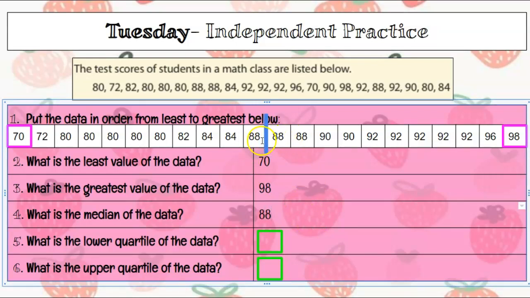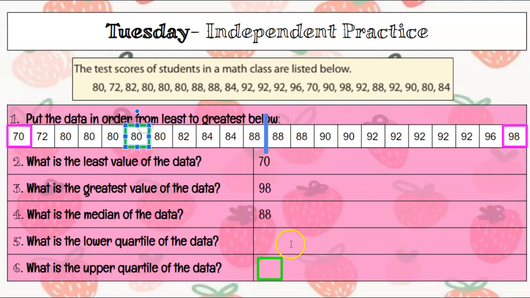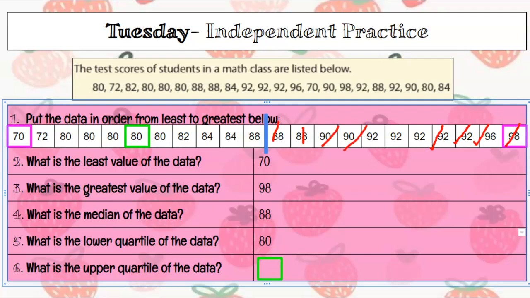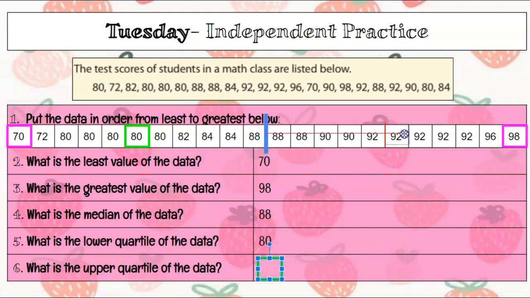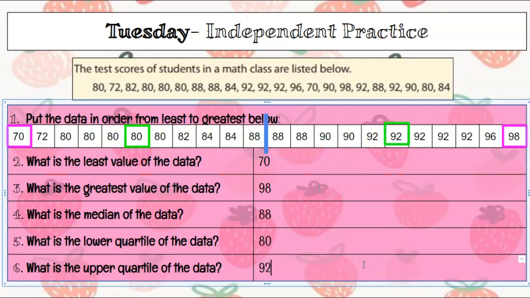Now we're going to look at my lower set of numbers. Cross off 3 from each side. 1, 2, 3. My number in the middle is 80. Okay, and do the same thing for the upper quartile. 1, 2, 3, 1, 2, 3, 1, 2, 1, 2, and 92 is in the middle. So my upper quartile is 92.